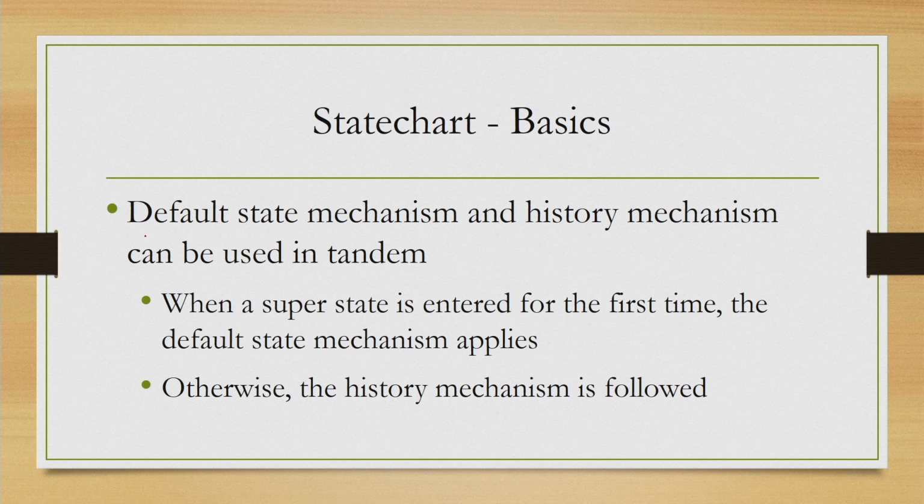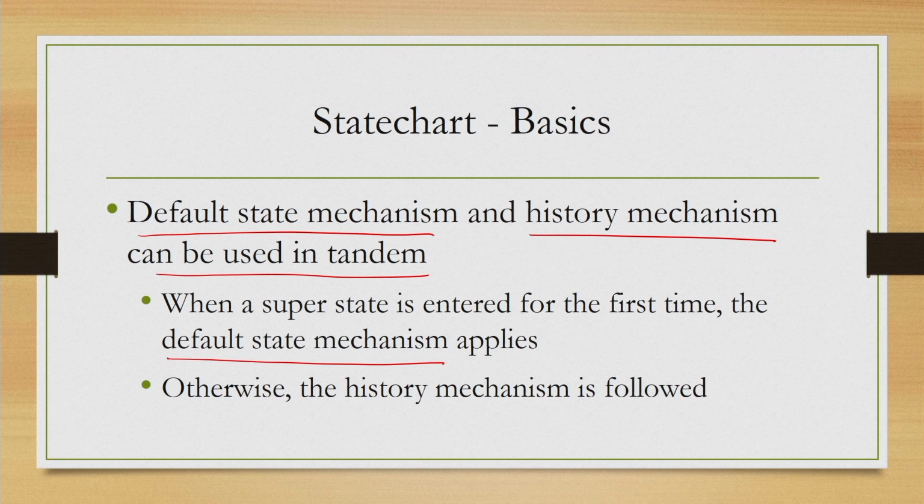Default state mechanism and the history mechanism can be used in tandem. So, we can use them together to indicate the behavior at the start of the state traversal and in the middle of state traversal. So, at the beginning we can apply default state mechanism, and at any instant during the state traversal we can rely on the history mechanism.